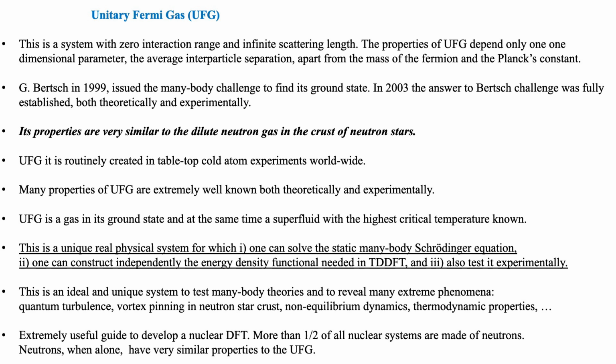In 1999, he issued a challenge: find the ground state of a unitary Fermi gas. What is that? It's a system with zero interaction range and infinite scattering length. If you think of neutrons, probably everybody in this room knows the scattering length of two neutrons is about 20 Fermi. It's very large. Then the radius of the interaction is about 2-3 Fermi.